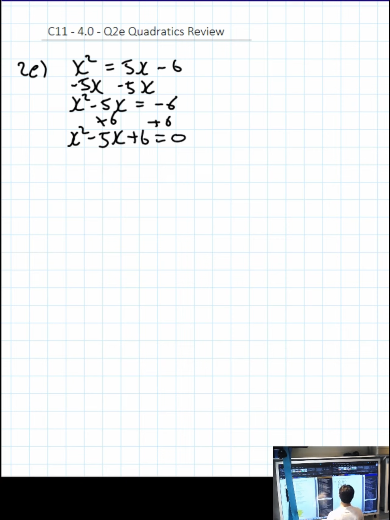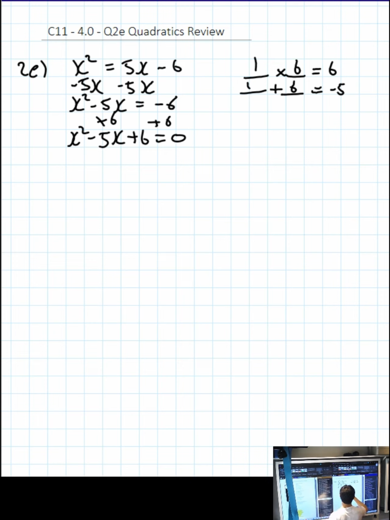So notice this is back to what it was previously. Now we never set it up, so let's actually set it up properly. Off to the right, blank times blank equals 6. And below it, blank plus blank equals negative 5. Now, numbers that multiply to get 6 and add to get 5 are going to be difficult. So we know that it could be 2 and 3 or 1 and 6. It has to be 1 and 6.